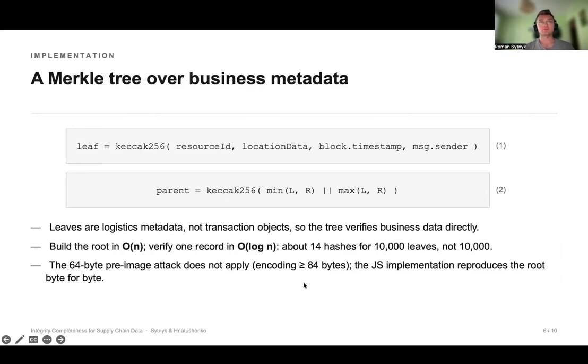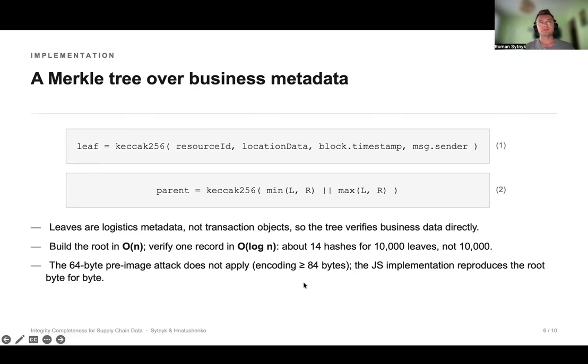We now describe how Model C is implemented at business level. The tree is built over structured supply chain metadata, not over generic blocks of bytes like in a simple blockchain. Each event forms a leaf. Equation 1 defines it: the hash of the resource identifier, the location data, the block timestamp, and the center address. Parent nodes use the standard sorted-pair rule in equation 2: the hash of the smaller child concatenated with the larger one.